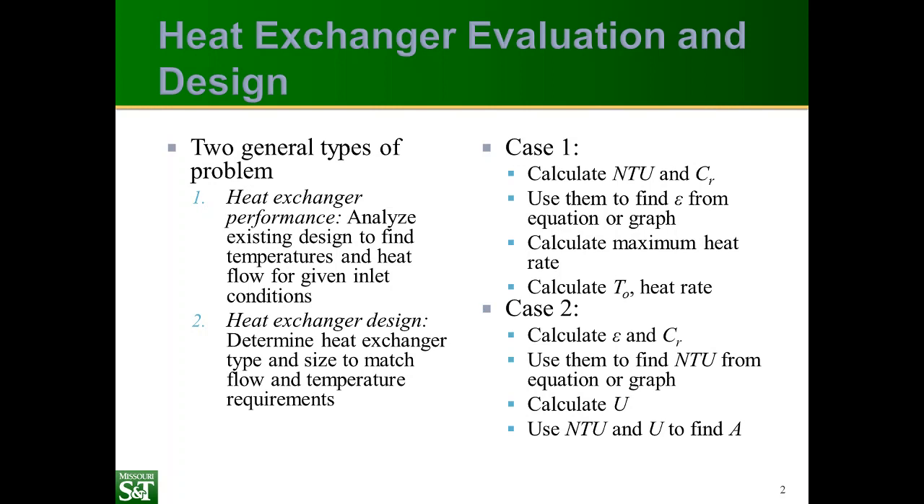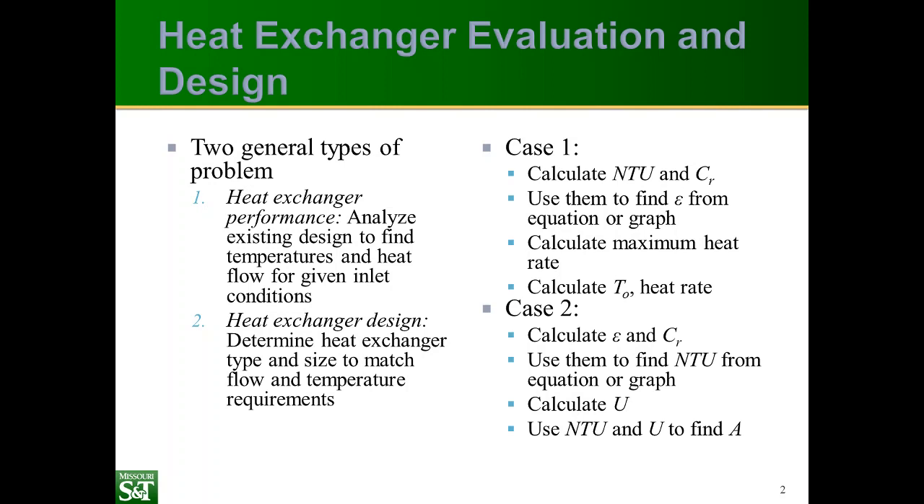The second major type is a heat exchanger design problem. In this case, we have the flow and inlet temperature and exit temperature requirements. We already know that, but we don't know what kind of heat exchanger we want to use or the size of the heat exchanger that we want to use. So we start by using the inlet and exit temperatures and the flow rates to calculate the specific heats, to calculate the heat capacities of each flowing fluid, to calculate the heat capacity ratio, and to calculate the effectiveness. That's the first step.